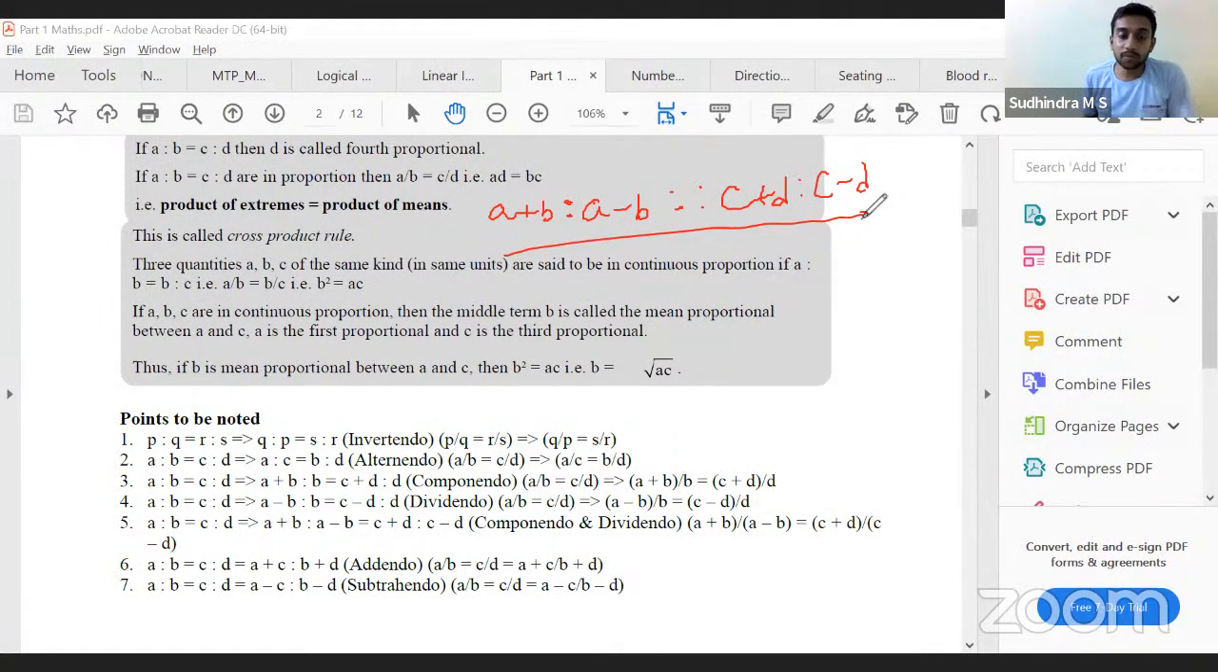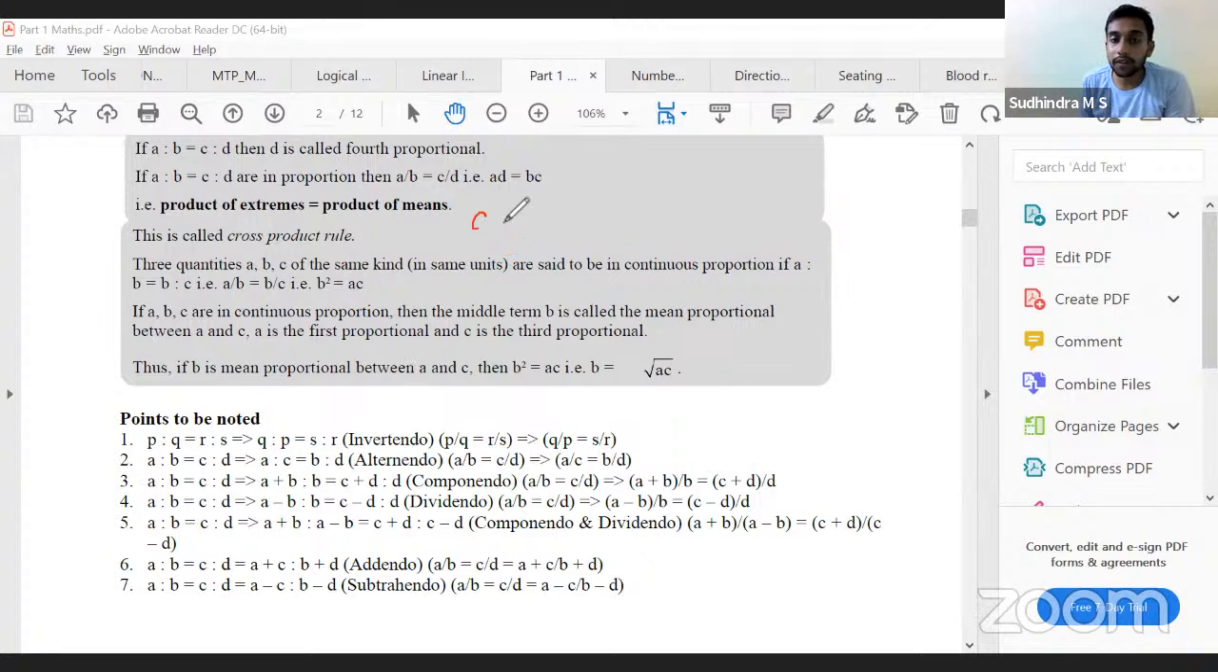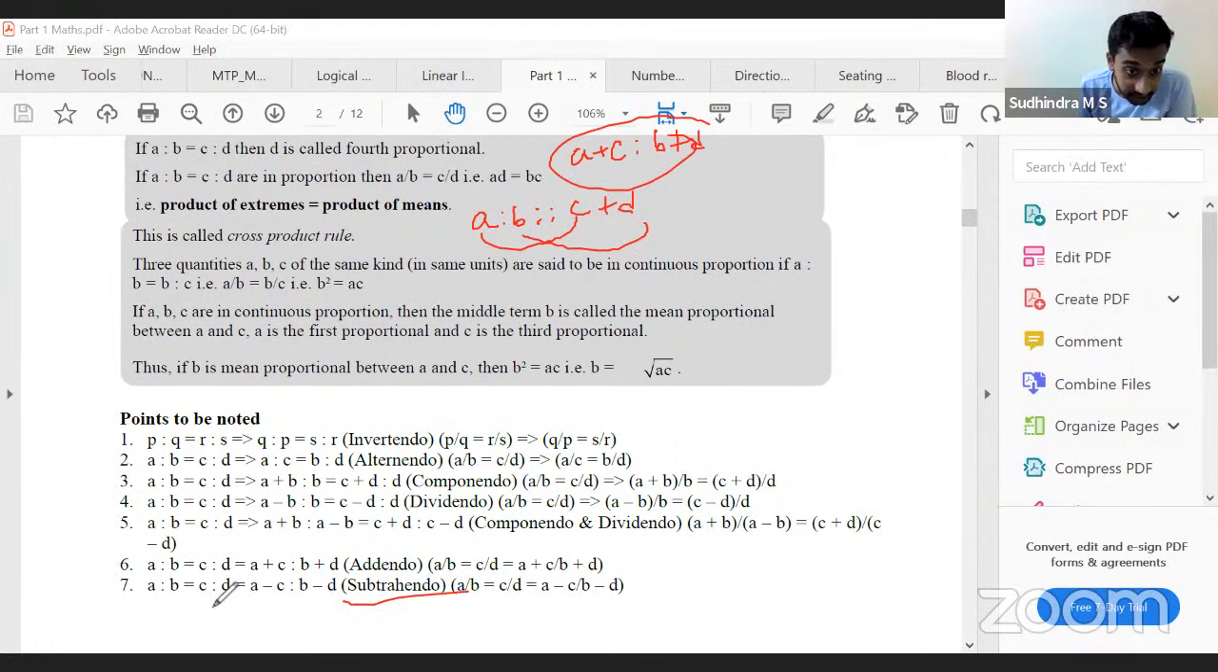Then we have addendo. What are we doing here? We are adding. So we have A is to B as C is to D. We'll get only one ratio now: A plus C is to B plus D. This is addendo. If we subtract, we call it subtrahendo: A minus C is to B minus D. That's all. These are the properties in proportion.